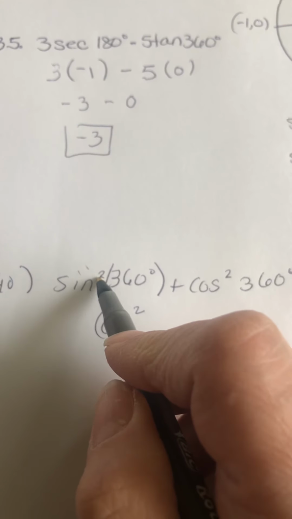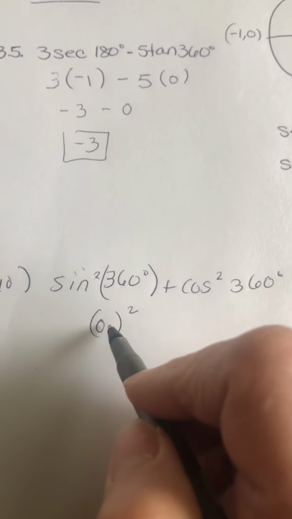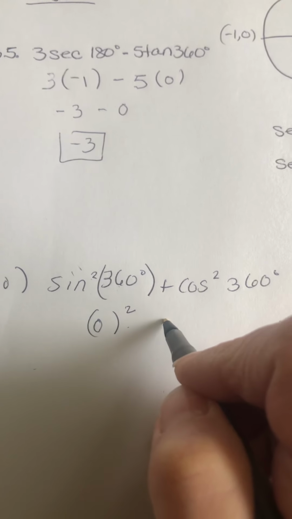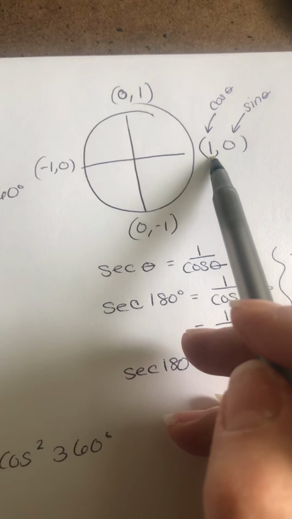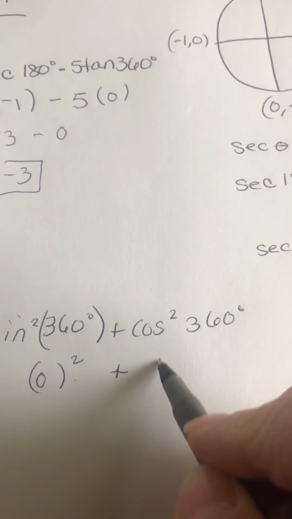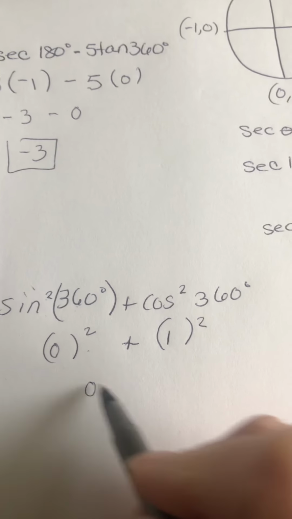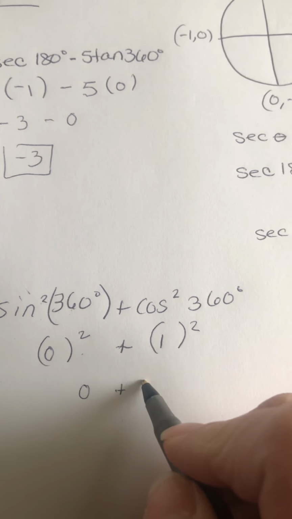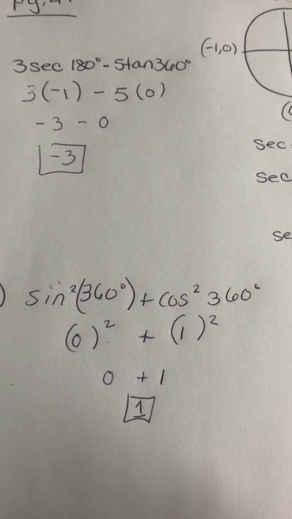and because the squared, so sine squared 360 is like saying sine of 360 squared, and then we have plus the cosine of 360, which is 1, so we have 1 squared. So 0 squared is 0, and then 1 squared is 1, and so our final answer is going to be 1 when we simplify that.